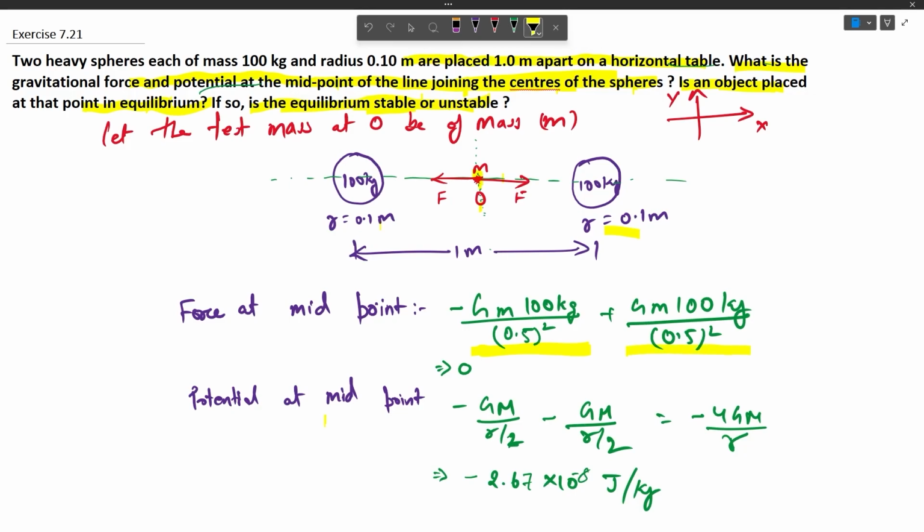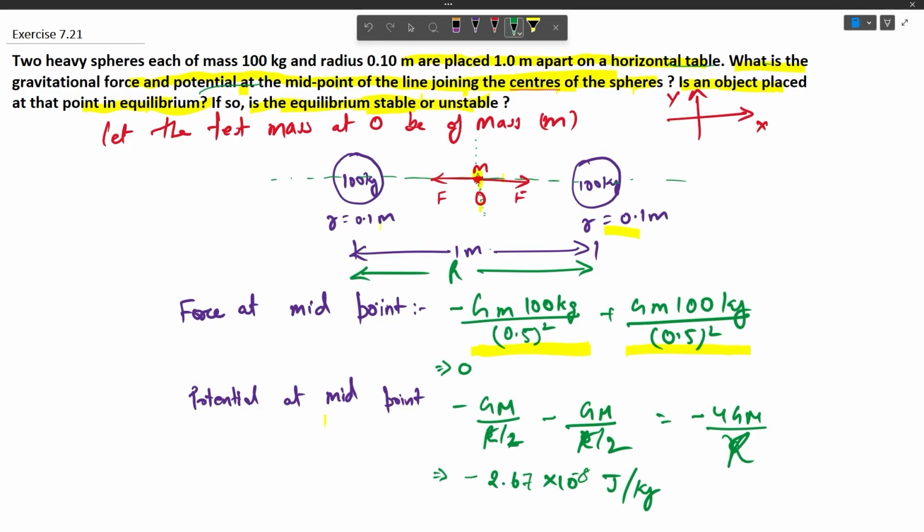Now we have to calculate potential at the midpoint also. Potential is defined as the potential energy per unit mass. So it would be minus GM by r by 2, where r is the distance of separation. Now this is r by 2, so it is 0.5 meter. When we calculate this, we will get a value of minus 2.67 into 10 to the power minus 8 joule per kg.